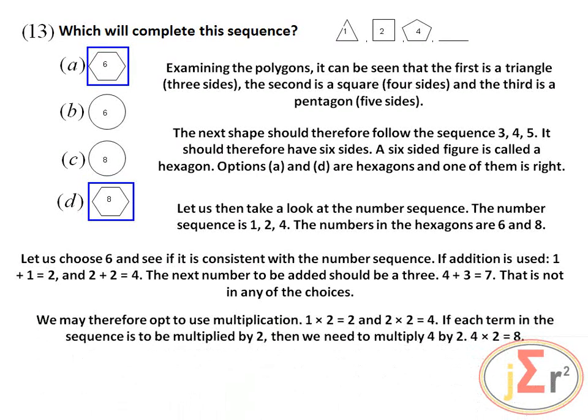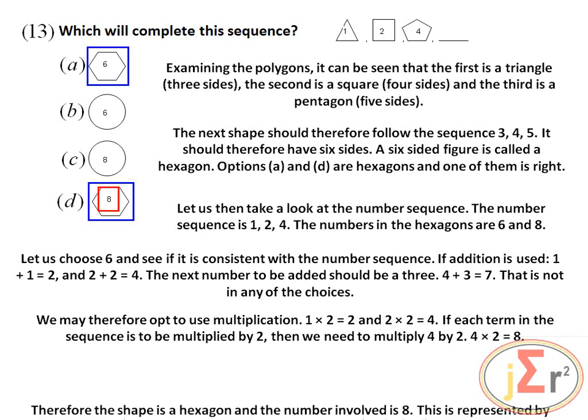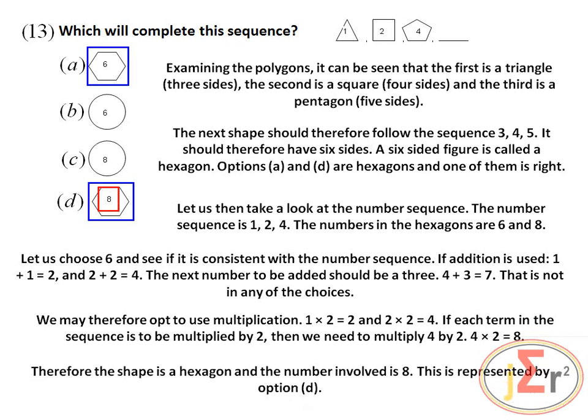We may therefore opt to use multiplication. 1 multiplied by 2 is equal to 2. Then 2 multiplied by 2 is equal to 4. If each term in the sequence is to be multiplied by 2, then we need to multiply 4 by 2 as the final one. So 4 multiplied by 2 is equal to 8. Therefore, the shape is a hexagon and the number involved is 8. This is represented by option D.